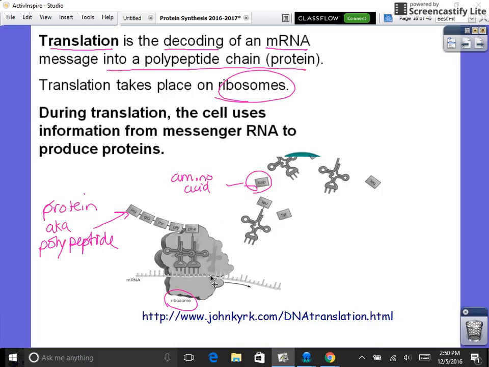And you can see the mRNA is going through the ribosome, sort of like you're feeding a paper through the ribosome. You're feeding it through, and as it's going through, there is a transfer RNA. That's what these things are, a transfer RNA that's bringing a specific amino acid to match the mRNA. And attached to that transfer RNA is that amino acid. They're going to string together and form a protein, which is also known as a polypeptide.